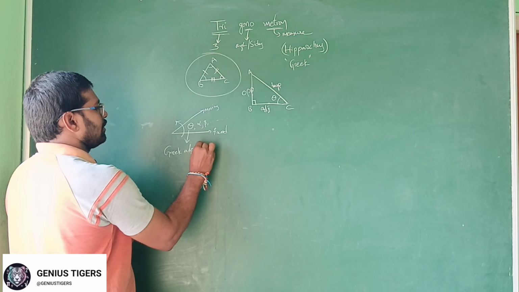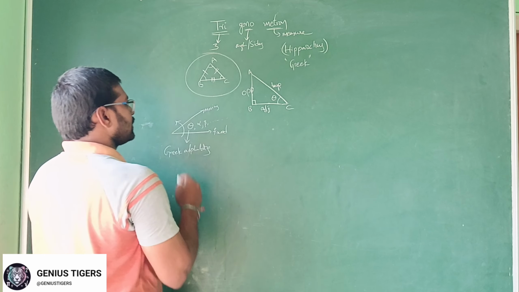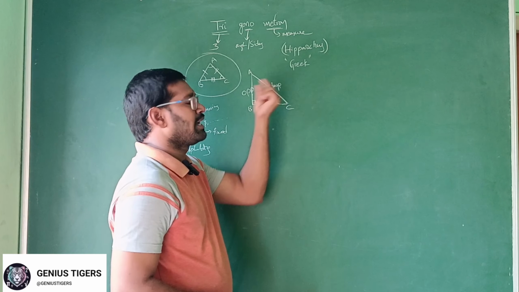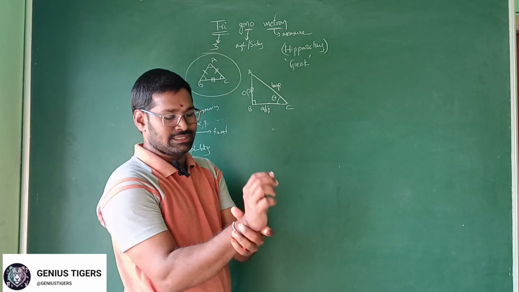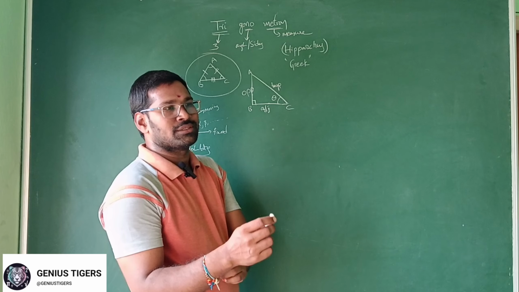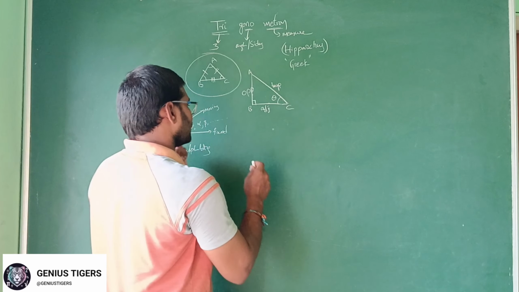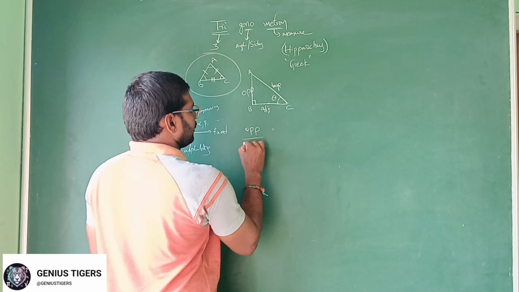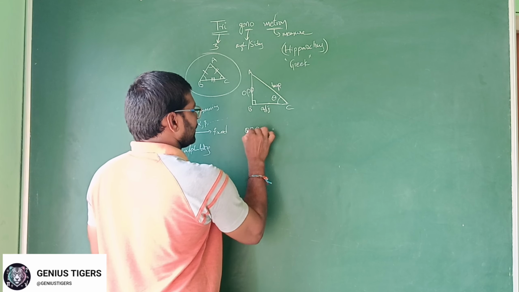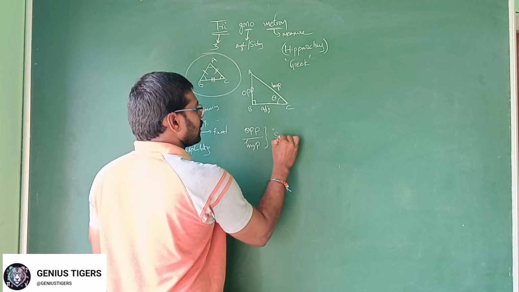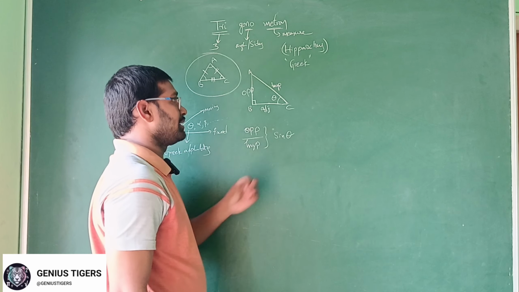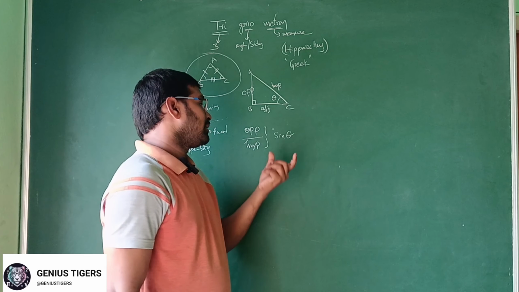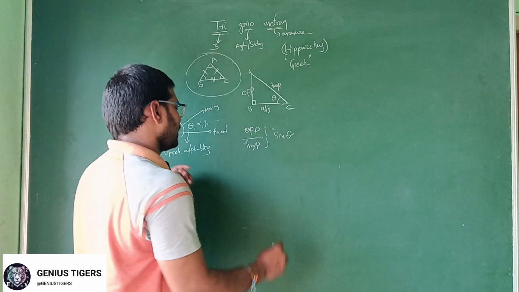Now coming to the point, ratios. Opposite, adjacent and hypotenuse: three sides, so we get 3 factorial, which is 6. Six ratios we'll get. Opposite side by hypotenuse, this ratio is called sine theta. Hipparchus gave it this name.